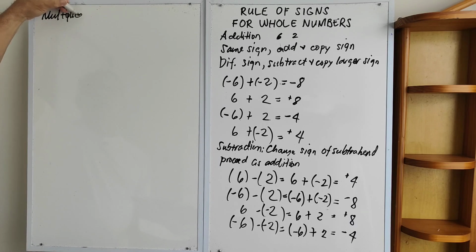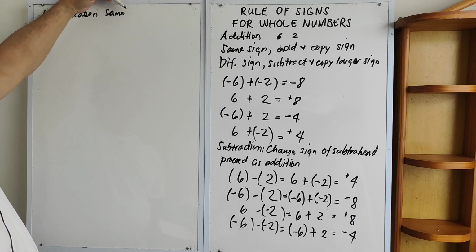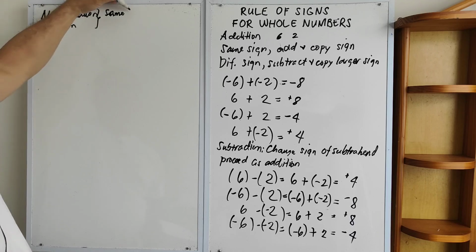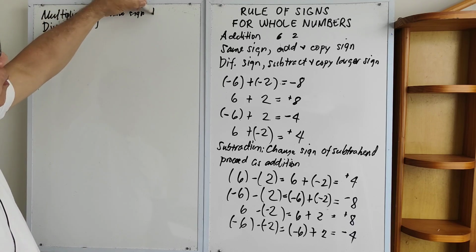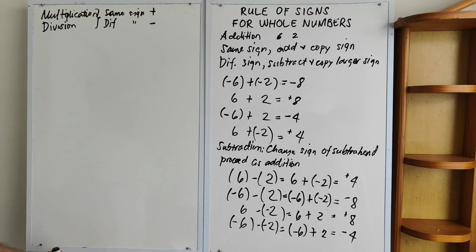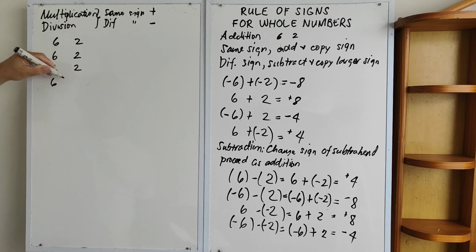Multiplication. So it's easier for multiplication and division, I'll just combine multiplication and division. Same sign, positive, different sign is negative. Again, we will make 4 numbers, 6 and 2, 6 and 2, 6 and 2, 6 and 2.